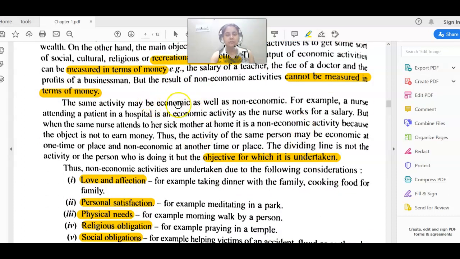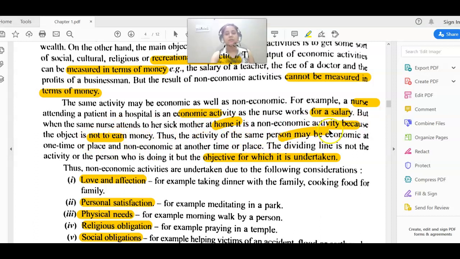The same activity may be economic as well as non-economic. This is also a question in your book. You can get a question that any activity at a time can be economic as well as non-economic. Explain this line. So they've given an example of a nurse. A nurse attending a patient in a hospital is an economic activity, as she'll be given a salary because she's a nurse in a hospital. But when the same nurse attends to her sick mother at home, it is a non-economic activity because the objective is not to earn money here.